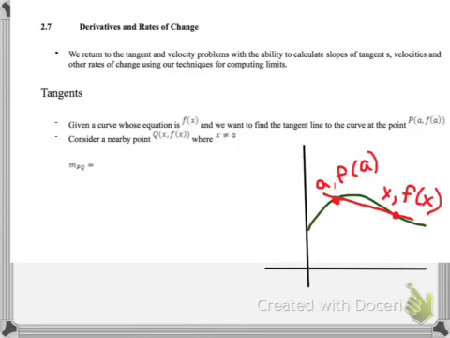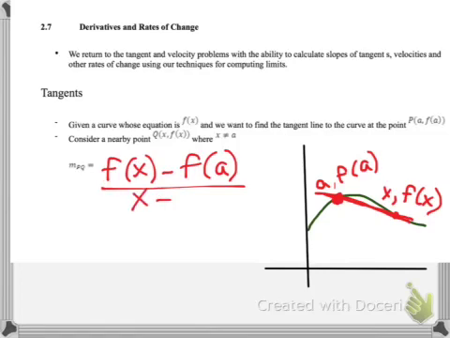Okay, so given a curve, over here, the green curve is f of x, and we want to find the tangent to the curve at a, f of a. Consider a nearby point, x, f of x, and connect the two. So now we have a secant line. What is the slope of that line? Well, it would just be f of x minus f of a over x minus a.